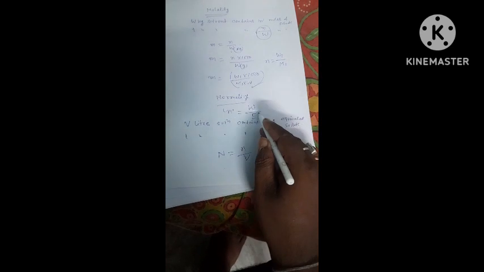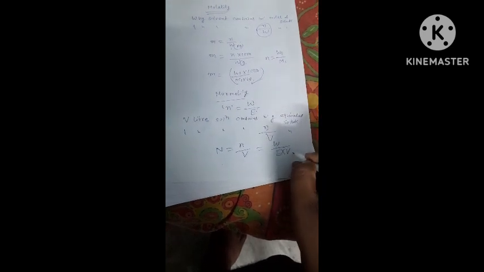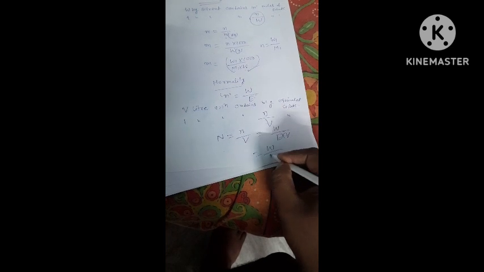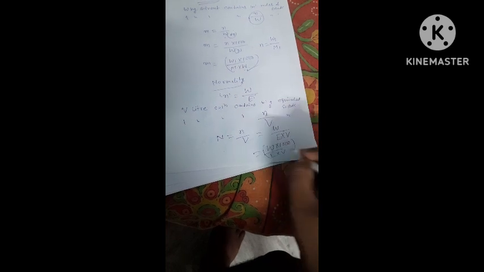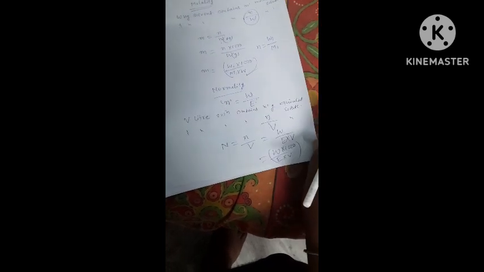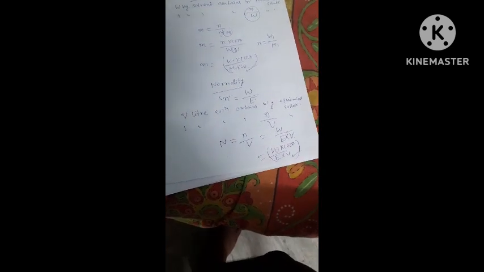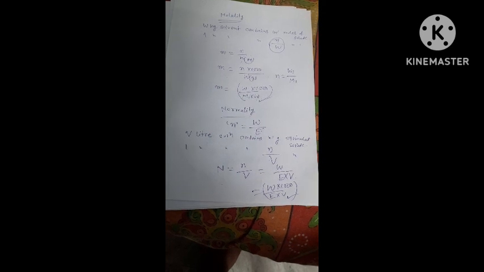Similarly, the number of gram equivalents we can calculate by this formula, W by E. So it can be written as W divided by E into V, when V is in liter. Now again, if V is given in ml, then obviously it should be W by E into V into 1000. I hope you have understood the term normality, and here also normality depends on the volume of solution. As normality depends on the volume of solution, normality also can change with the temperature.